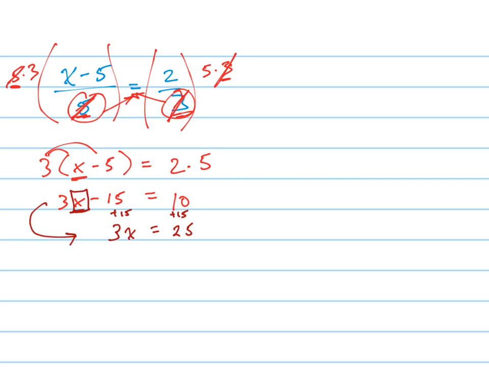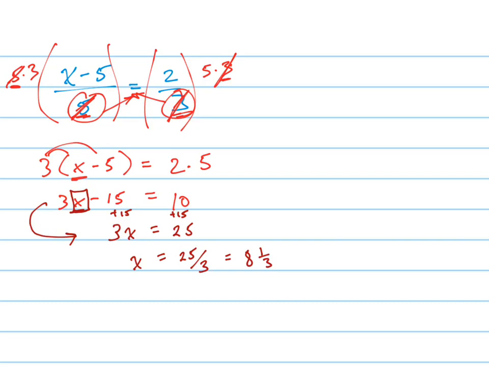Now what's the next step? Divide each side by 3, so you get 25 over 3. And you can rewrite that if you want. 3 goes into 25 8 times, right? And that's 24. 3 times 8 is 24. And there's 1 left over.